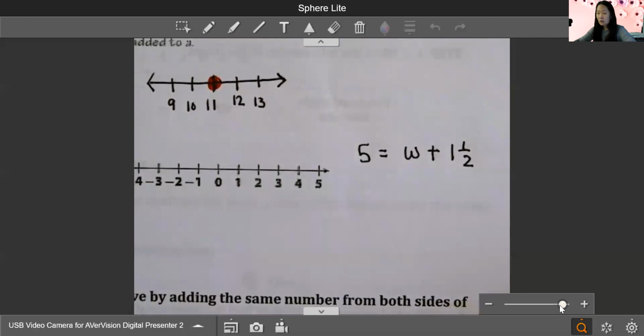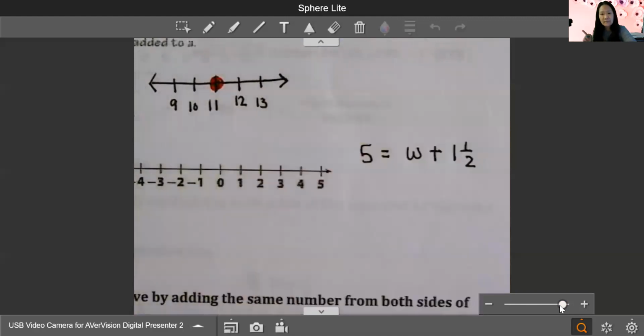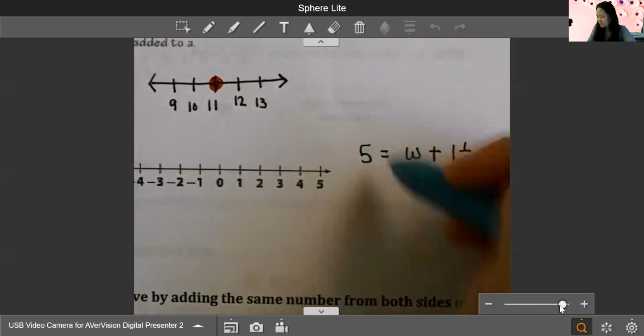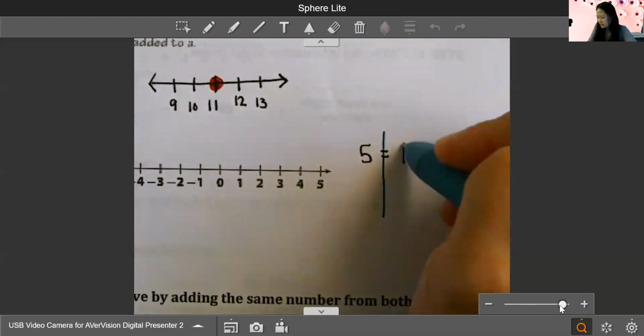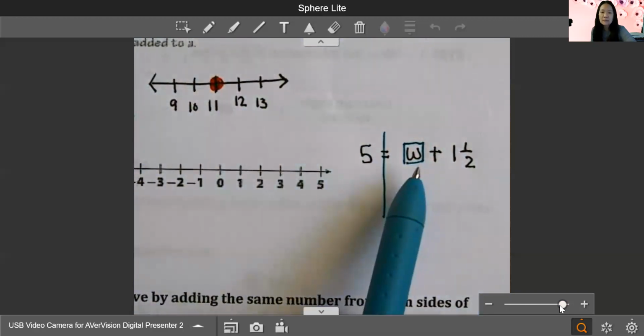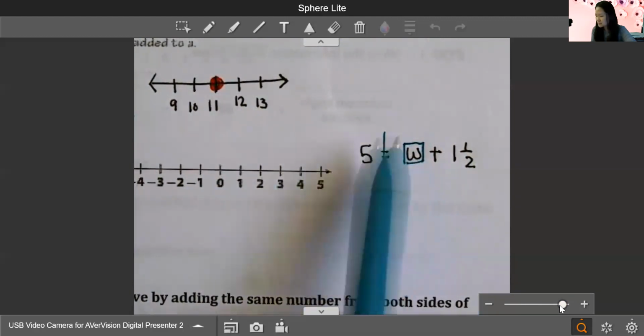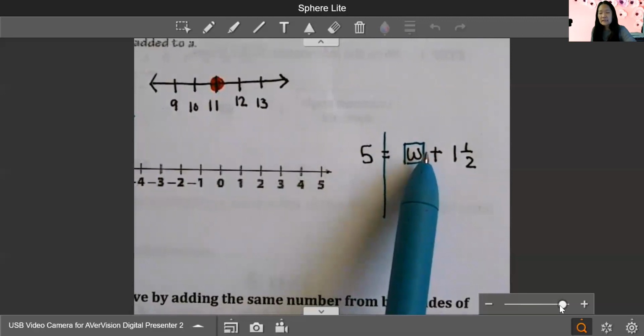So the first step was to write the original problem. Now what I'm going to do is identify which number to get rid of. So I'm going to first draw the line and box this variable. The number that you want to get rid of to isolate the variable is the number that's always on the same side of the equation as the variable. So, the one always attached to the variable.